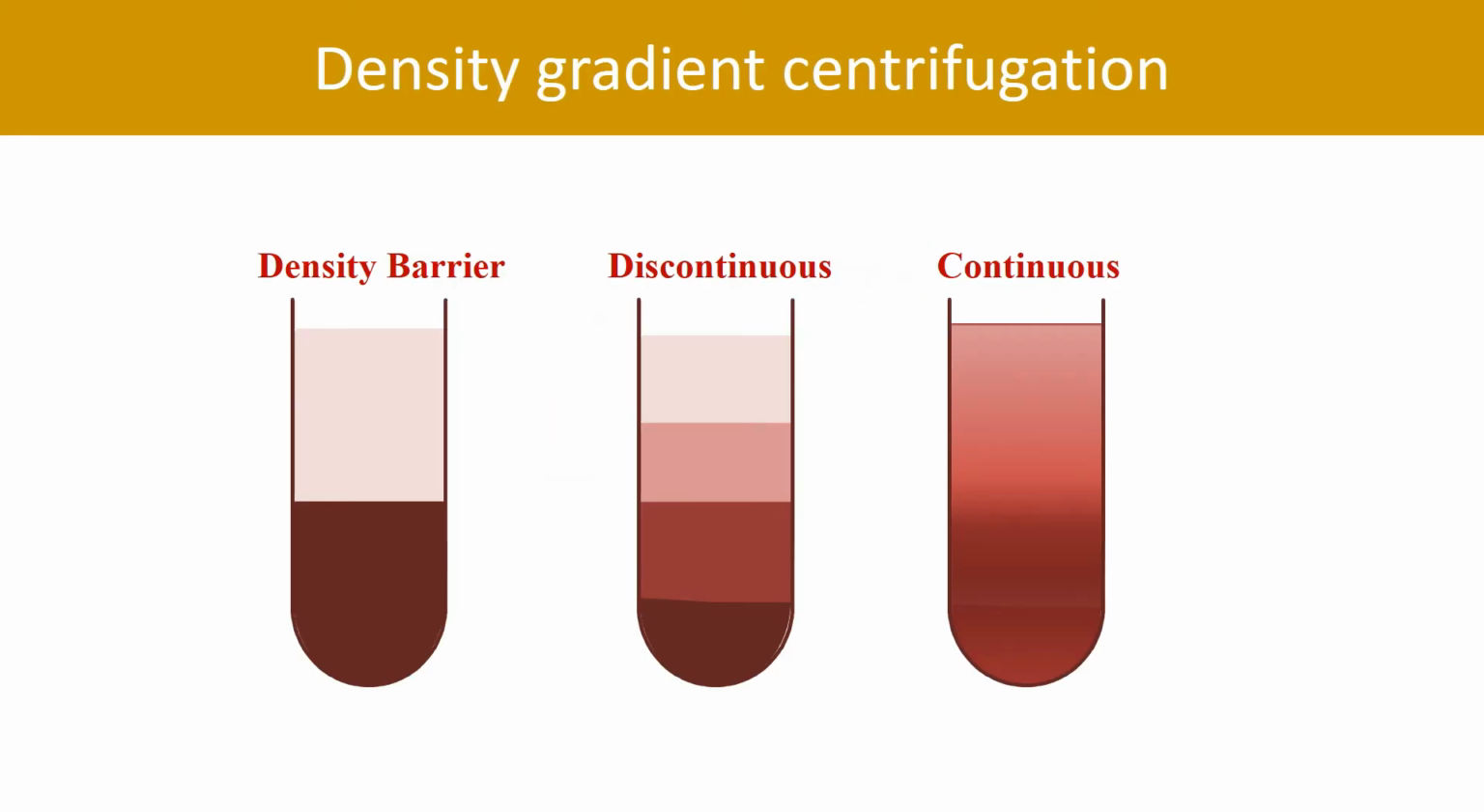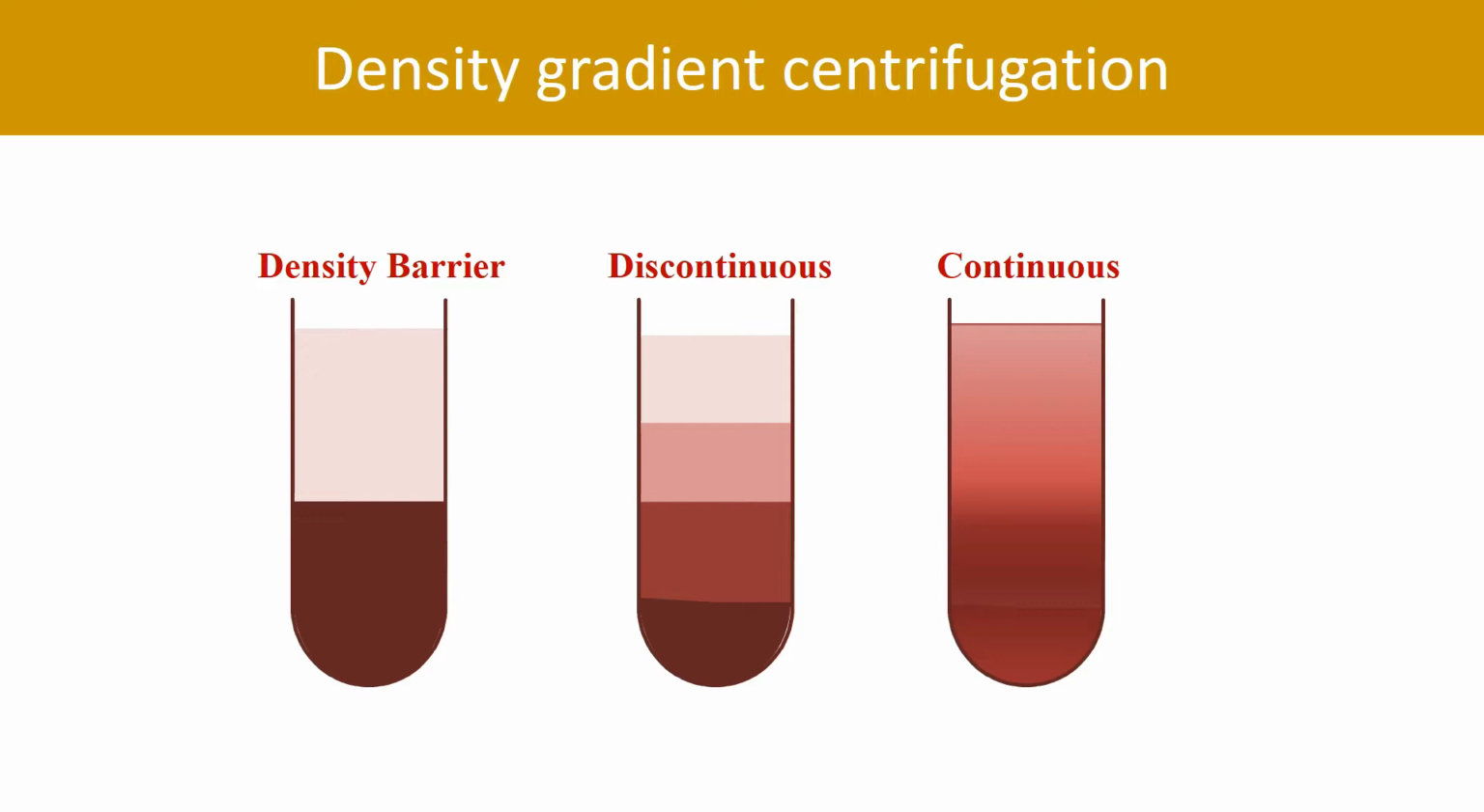Which are the different types of density gradients? There are three basic formats. In the first format, the first figure is a density barrier. Density barrier, as the figure suggests, has two layers. One is a very heavy layer, the other one is a very light layer. So it forms a kind of barrier, a density barrier, for a sedimenting molecule to move forward.